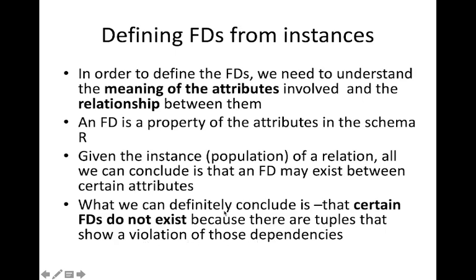So if we have a populated table, or a relation instance, from that table we can definitely conclude that some functional dependencies do not exist. But we cannot say that a functional dependency definitely exists. We can simply say it may exist. If some other new row is added, that functional dependency may be violated.